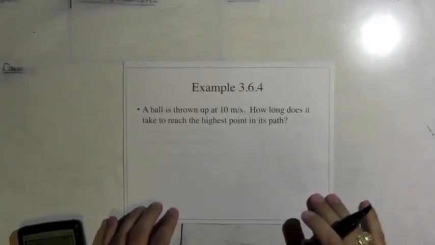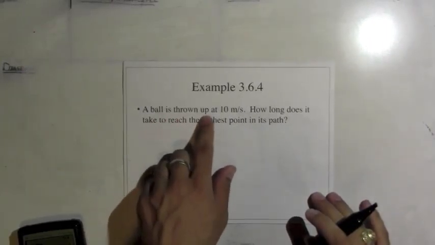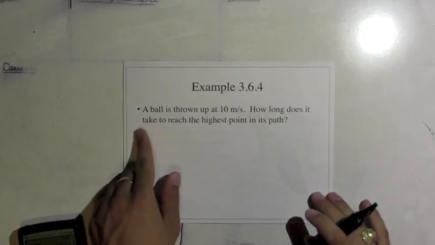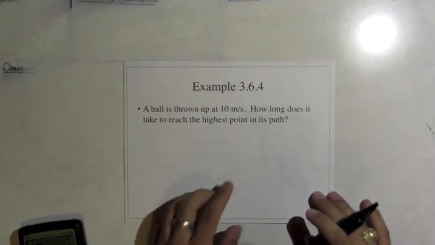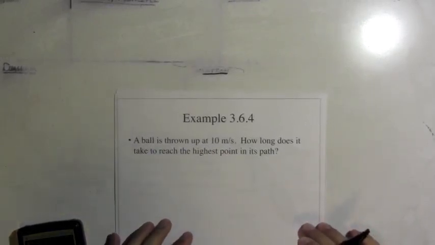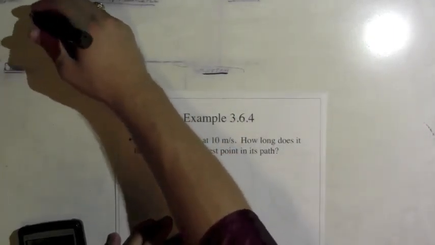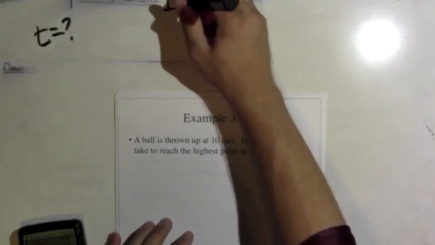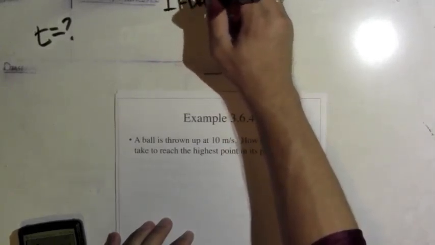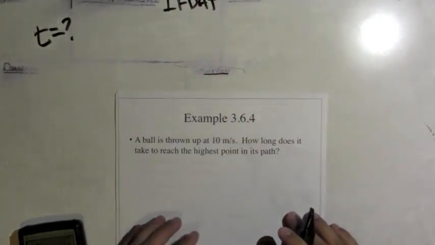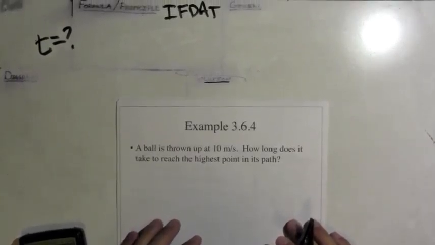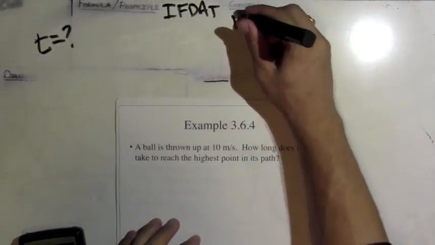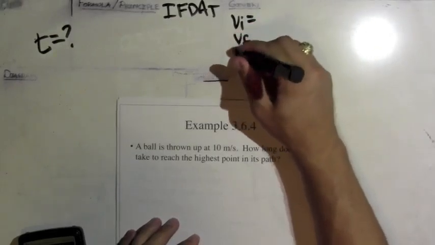All right, this is example 3.6.4. It says a ball is thrown up at 10 meters per second. How long does it take to reach the highest point in its path? So we are trying to solve for time in this case. And we know it's going to be VI, VF, delta D, A, and T, because the ball will be accelerated as you throw it up.